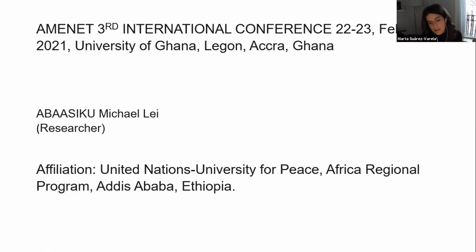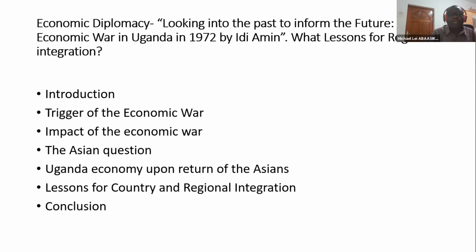Yes, the second presentation is focusing on Uganda, particularly looking into the economic war that took place in 1972 in Uganda by Idi Amin. And then I would like to draw lessons for the current regional integration, particularly the East African Community.